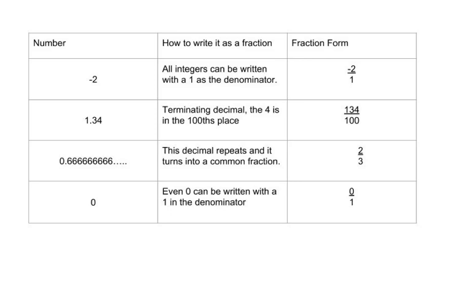0.6 repeating can be written as a common fraction 2/3. So it is also a rational number. 0 is even a rational number because it can be written with a 1 in the denominator, 0/1, thus being a rational number.